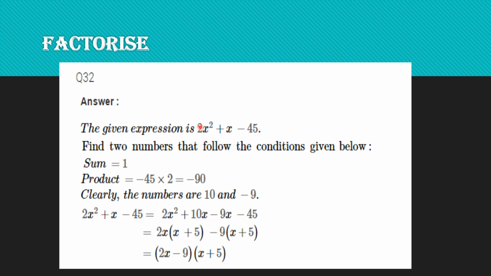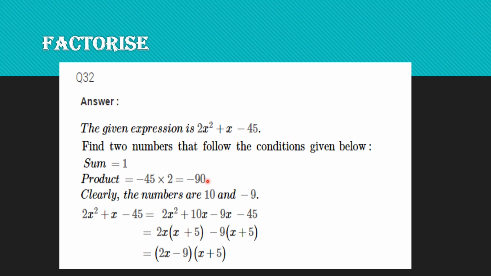Factorize the given expression 2x² + x − 45. Find the product, that is 2 into −45, that is −90, and the sum has to be plus 1. So if the product is minus, any one of the numbers has to be minus and the sum is to be 1. Find the numbers. Factors of 90: 10 nines are 90. Right? 10 nines are 90.